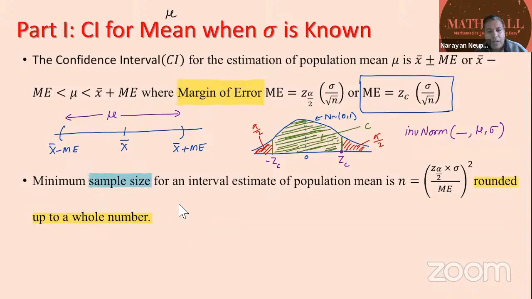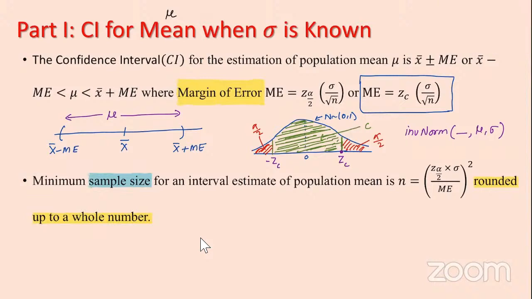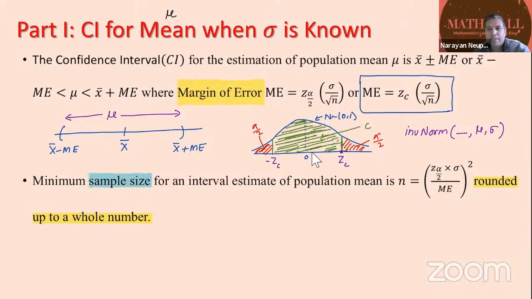Before I move on to the second bullet point here, do you have any question on the first? Any question? Excuse me, for the area shaded in red, is that alpha divided by 2? Alpha divided by 2, because the remaining area, when you have C in the middle, is alpha, and that alpha is divided into two parts. So it's alpha divided by 2.